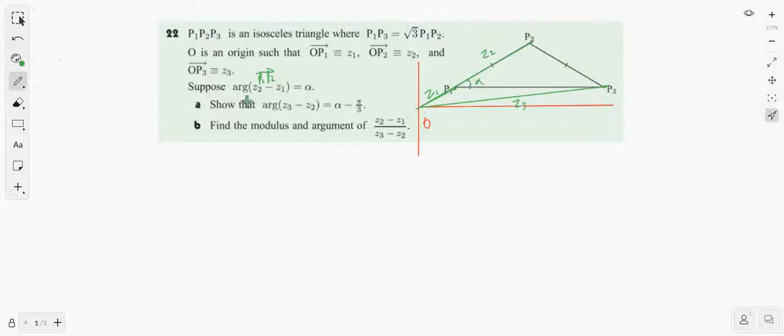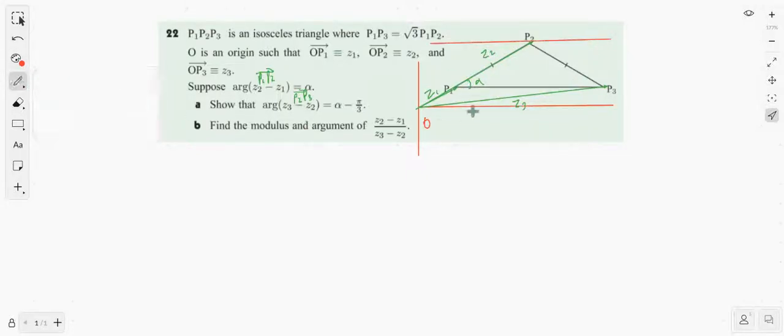And then here, show that the argument of Z3 minus Z2, which is minus Z2 plus Z3. Then in that case, P2 becomes the initial point and P3 becomes the final point. So this represents the vector P2 to P3. So here I'm going to draw another line parallel to both the x-axis and P1P3, which passes through P2 right there.